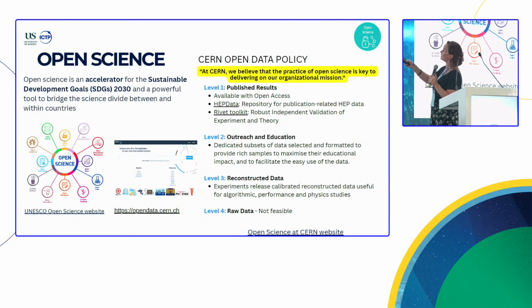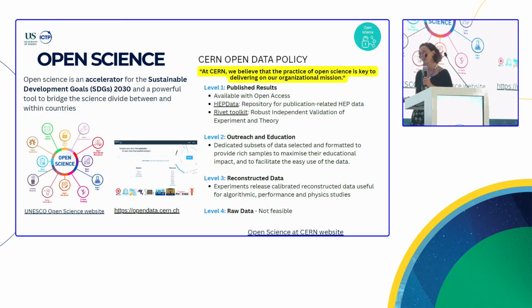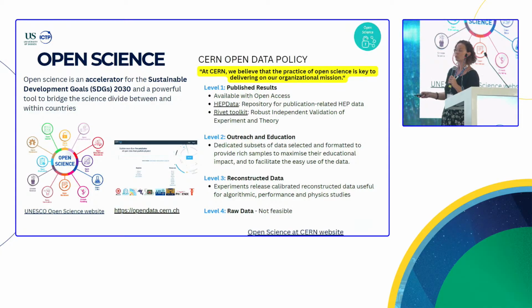And I love that they said this on their website: "At CERN, we believe that the practice of open science is key to delivering on our organizational message." So it's really at the heart of what CERN does. And these are the different levels. If we start with raw data, level 4, for other types of science, like in astronomy, they do make this open. In the work that we do at CERN, this is often not feasible.